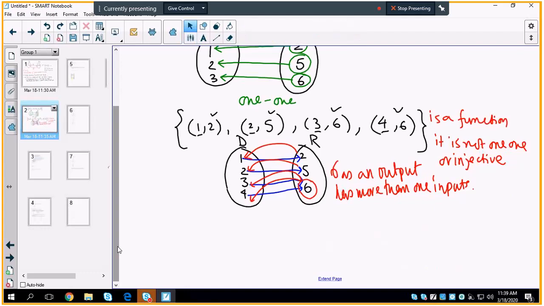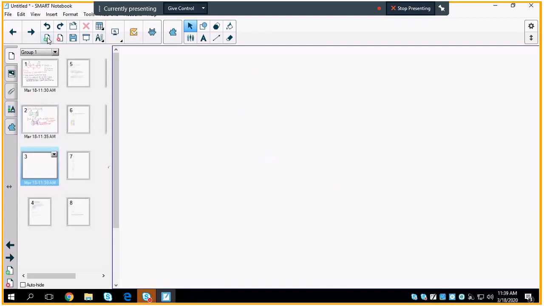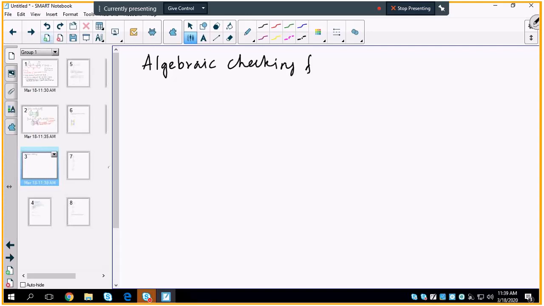Given a function in the algebraic form, we will devise ways in order to understand whether the function is 1-1 or injective or not. So I will call it algebraic checking for 1-1ness or injectivity.